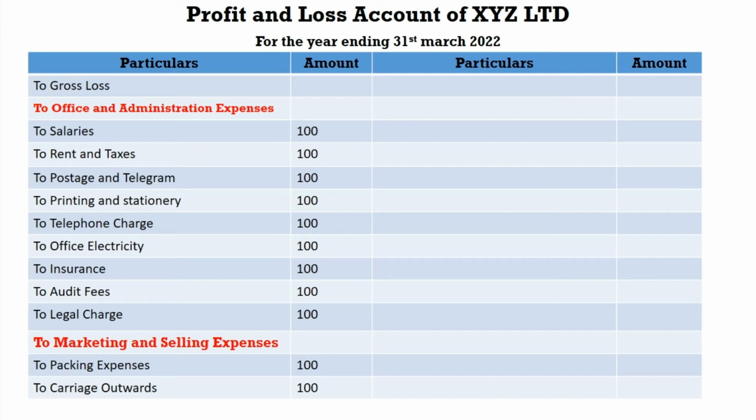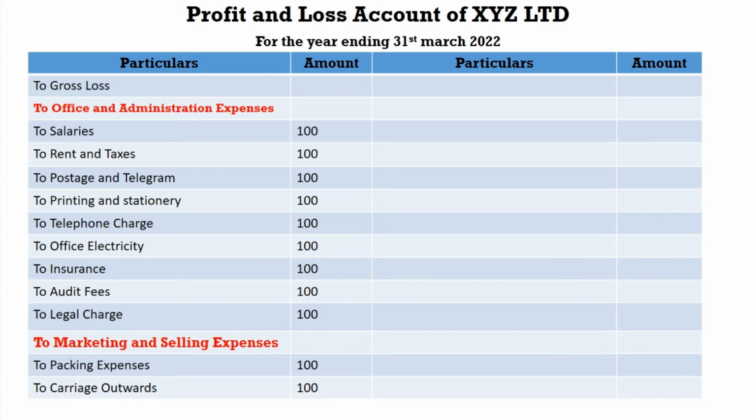Then marketing and selling expense. What is the marketing and selling expense? You can understand one thing. What is the office and administration? This is the backend of the office, what is working on this product, and what action is happening. This office expense is a must, correct?